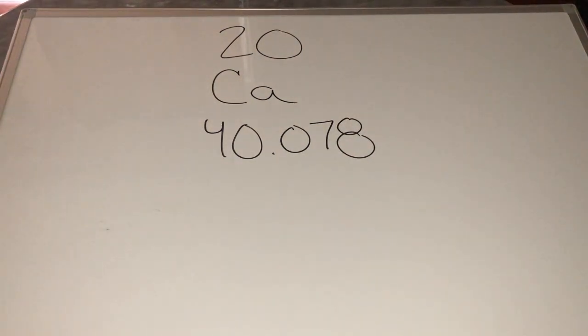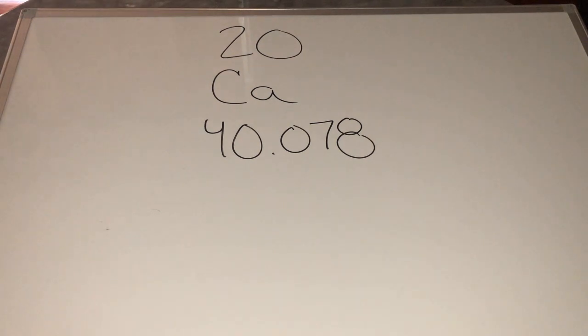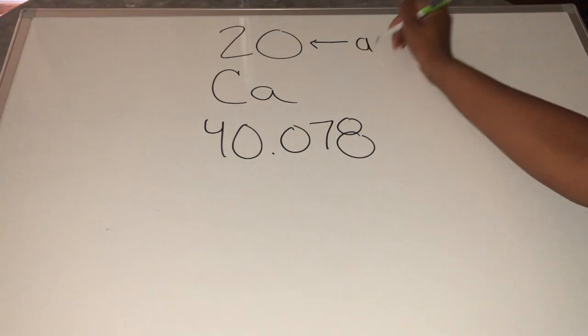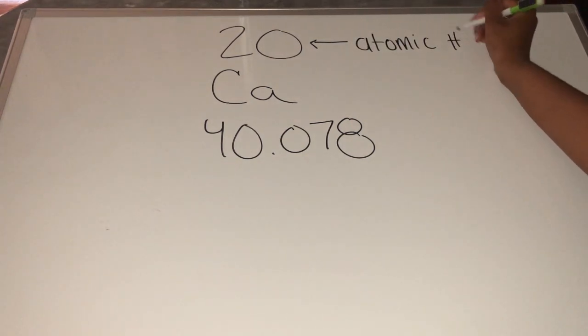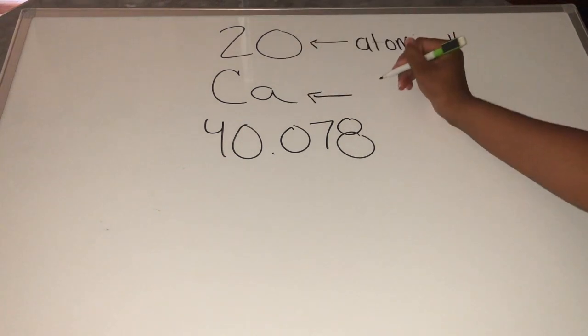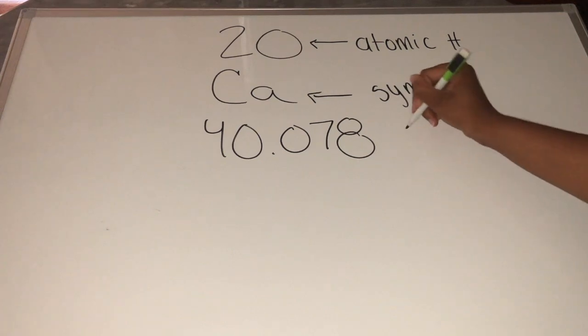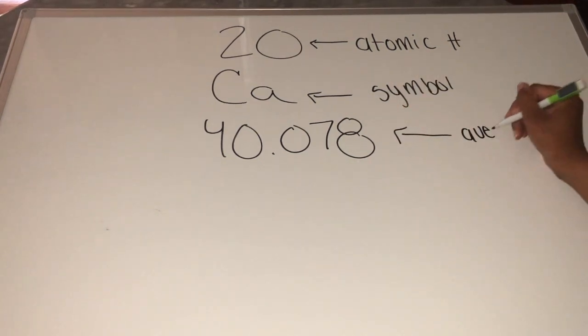Okay, so this 20 right here is our atomic number. This Ca is just a symbol. And this 40.078 is the average atomic mass.